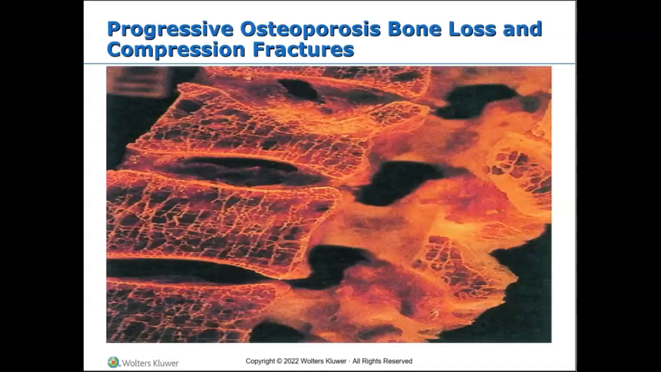Here's what the bones actually look like. The tissue in the middle is healthy bone tissue, but look at the osteoporosis there. It's just terrible, right? Weak and brittle. Again, the body of a healthy individual will constantly reabsorb and replace bone tissue.